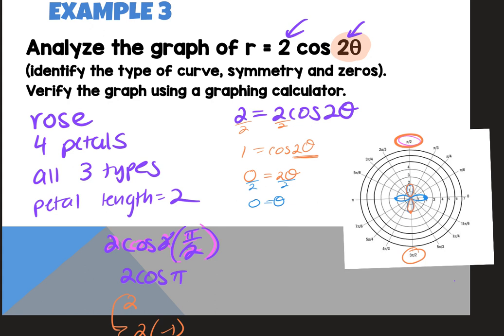Do all roses have symmetry? No, only the even ones. If it's odd, it will have one kind of symmetry. It could be to the pi over 2 line, or it could be to the polar axis.